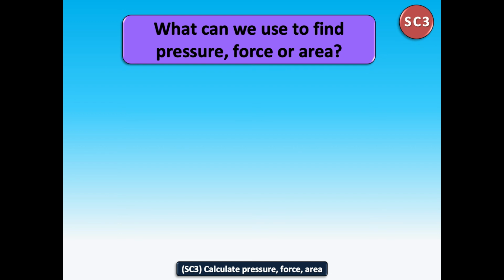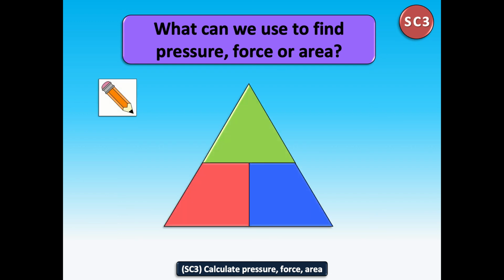So what can we use to find pressure, force, area? Well, we can use another formula triangle with P for pressure, F for force, and A for area. We find pressure by doing force divided by area, and we can find area by doing force divided by pressure. We can find force by timesing pressure and area together.